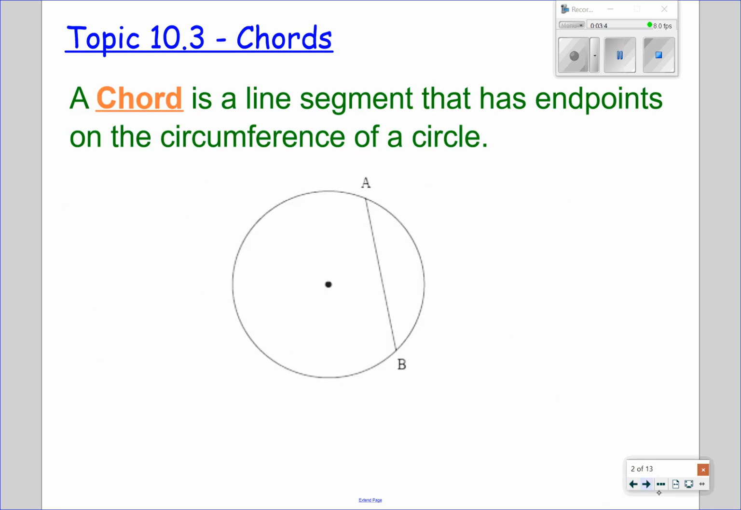So a quick review, a chord is a line segment that has endpoints that are on the circumference, meaning as long as the endpoints touch the circle and they're on the circumference, this is now a chord. And then recall a chord that goes through the center would be called the diameter. Still a chord, but a chord does not have to go through the center, the diameter has to.